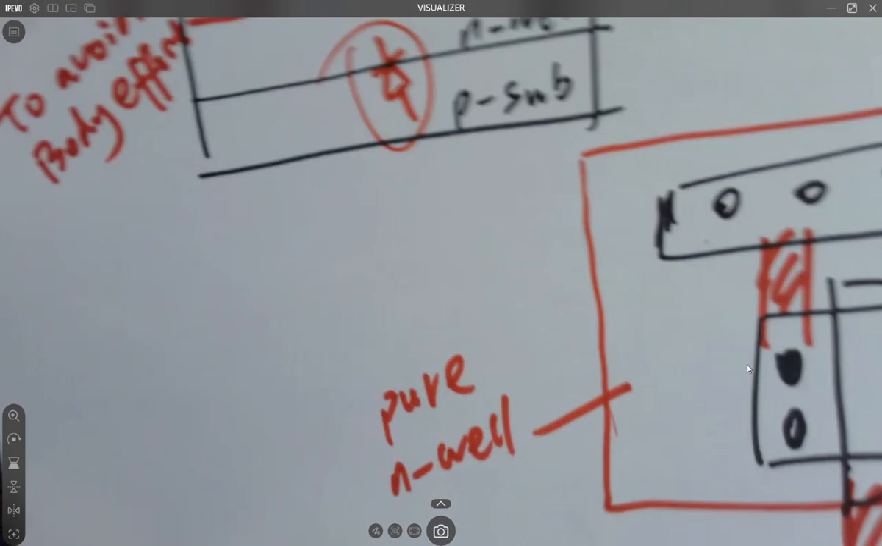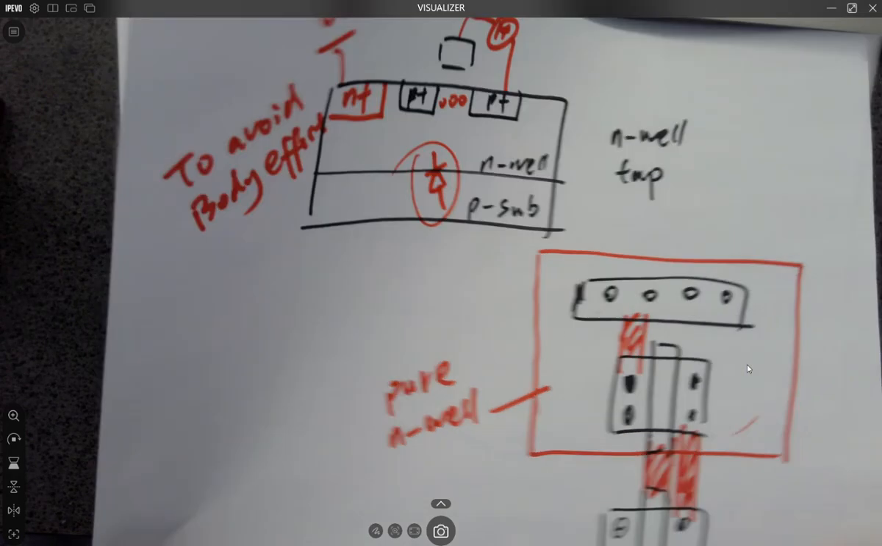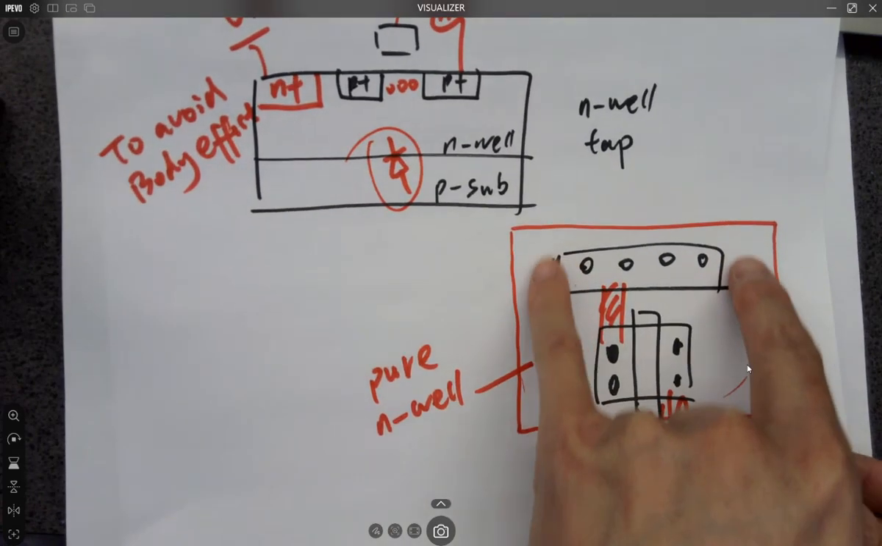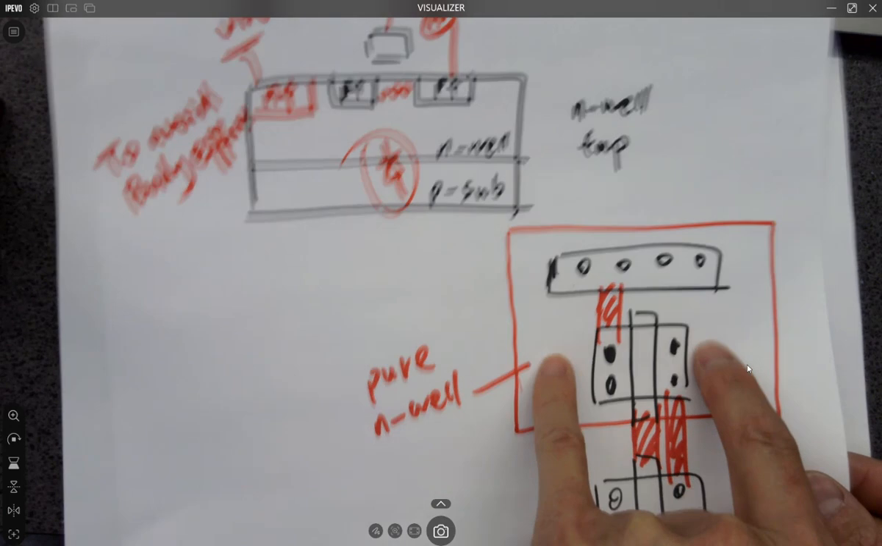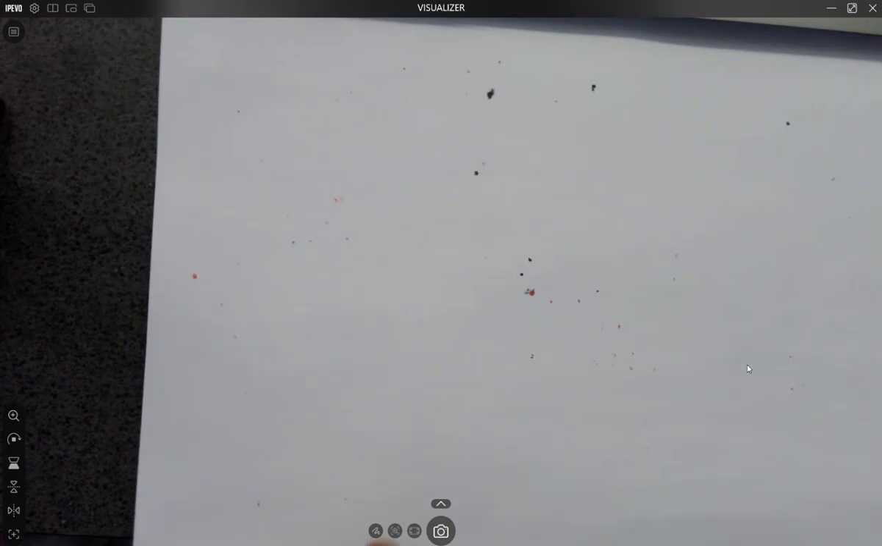So this becomes very important because whenever we have higher voltages, this is required. Sometimes you have to separate your N-well with the higher voltage from the N-well with the lower voltages, which is VDD. Let me show you this really quick.